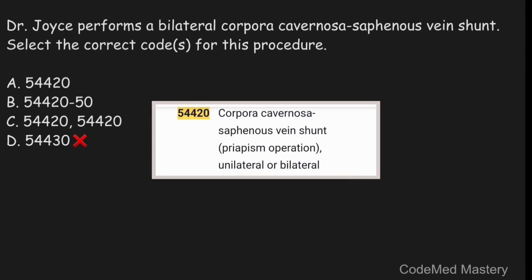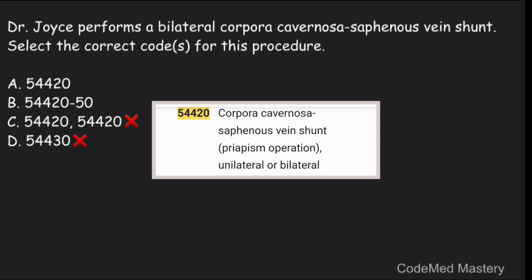Option C is eliminated because they have mentioned the code twice. We need not code it twice because the code already includes the term bilateral, and in option B they have appended modifier 50, that is also wrong. The right answer is option A. Let us move on to the next question.